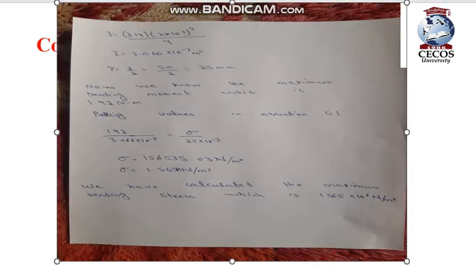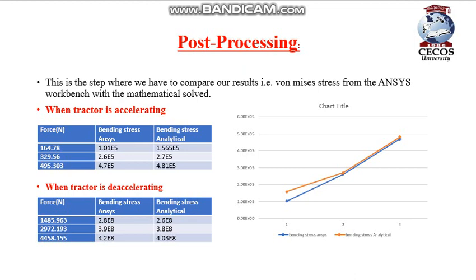putting the values will give us I, the moment of inertia, equal to 3.066 multiplied by 10 to the power minus 7 m to the power 4. Similarly we will get y equal to 25 millimeter. So the bending moment we have got is 1.92 Newton meter. Putting the values will give us the bending stress, which is 1.565 Newton per meter square. So we have calculated the maximum bending stress, which is this value. Let's move to our next part.